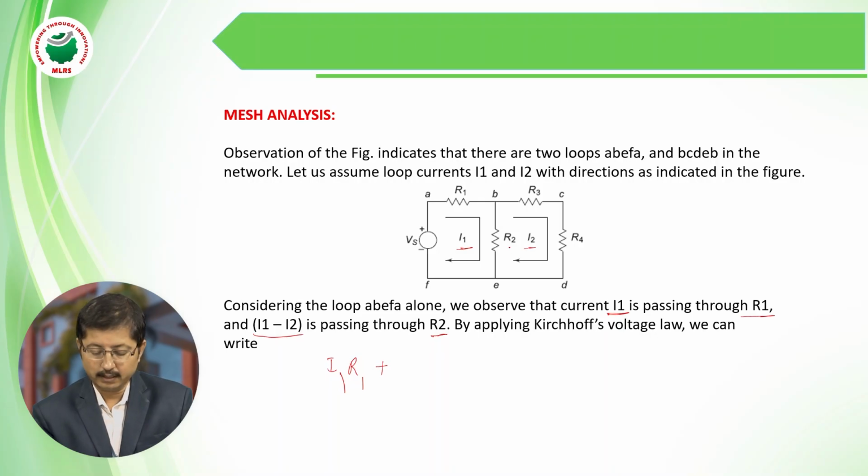for the R2 branch, we are seeing two currents here. So I am going to write the difference of two currents. For the first loop I can take I1 first, so I1 minus I2, the difference of currents, into that resistance, minus Vs is equal to 0. This is the application of KVL in loop 1.